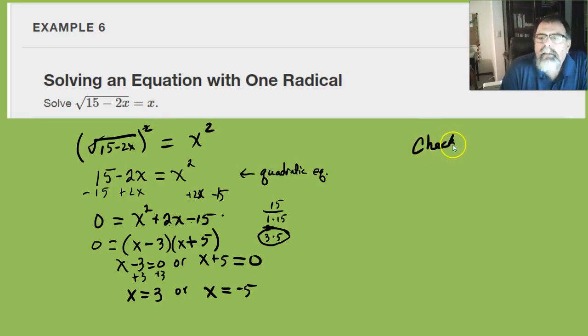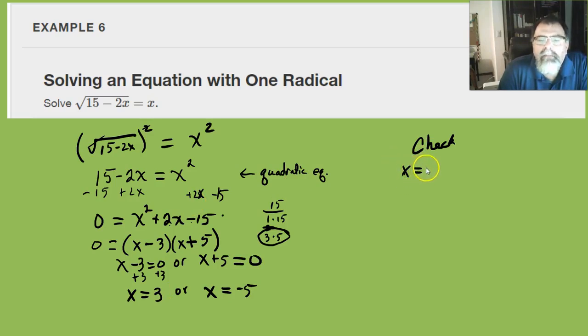Okay, so we're going to check, because these are right now solutions to the quadratic equation, but they might not be solutions to the original one. But they're the only possible solutions to the original problem. So we've got to check them individually.